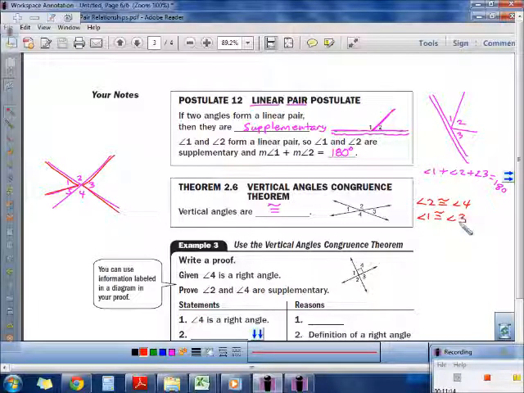This is stuff you have to know. We're going to use these ideas all year long. Probably some of the most important things you're going to learn all year long is right here on the board right now.